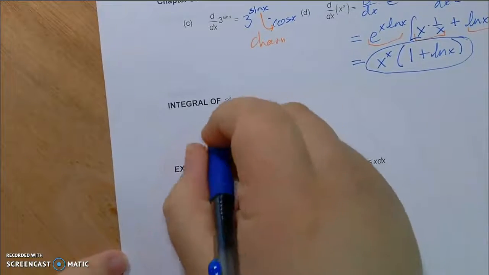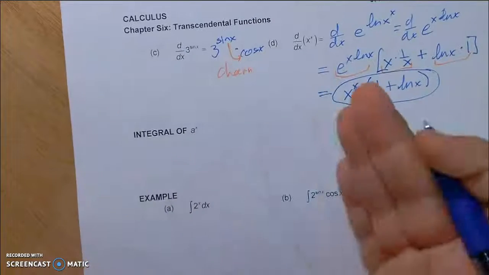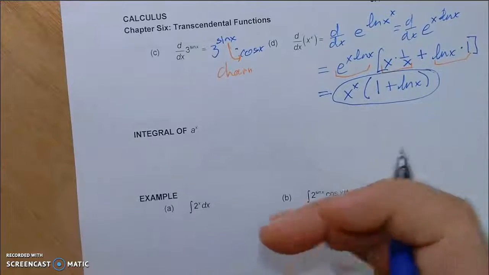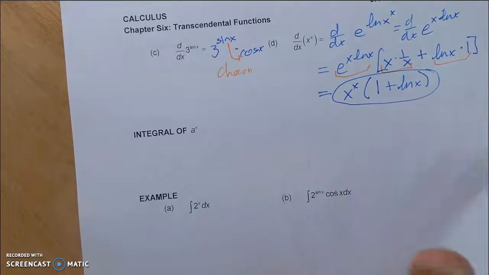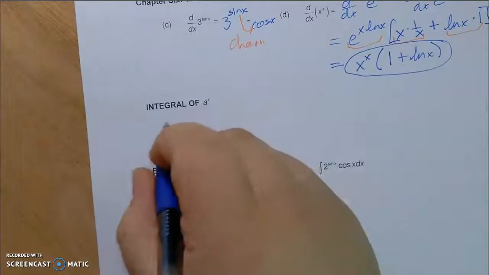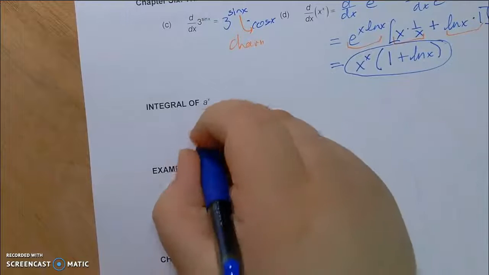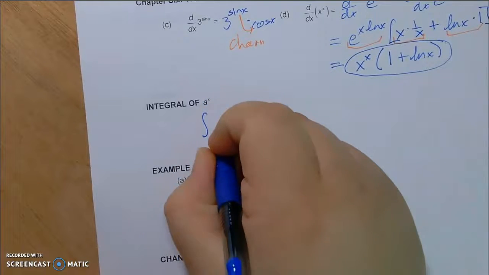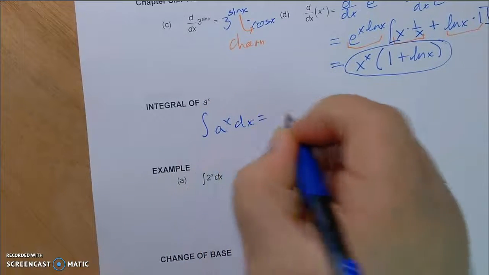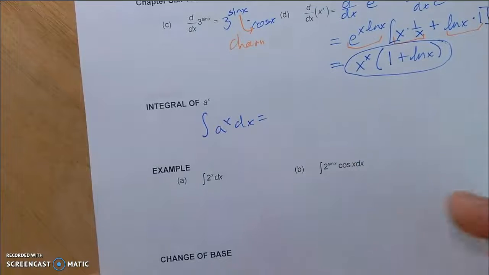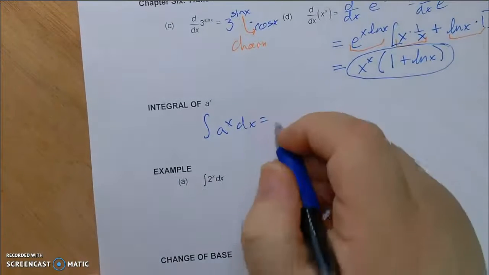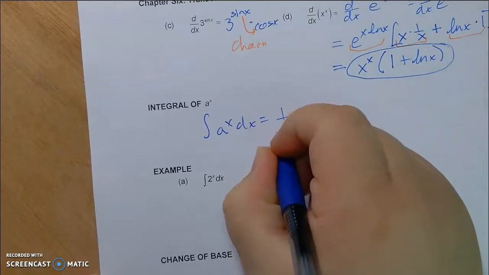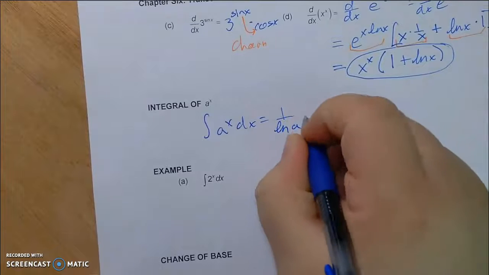Now, integrals. So that's it for derivatives. You take the derivative, you multiply by natural log of the base. Integrals are slightly different. Do the integral of a to the x dx. The derivative was multiplying by the natural log of the base, so the integral is just the opposite. It is dividing by the natural log of the base.